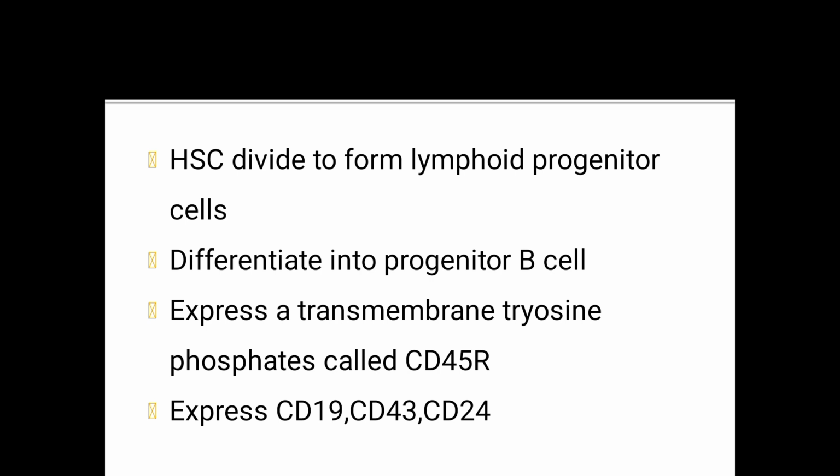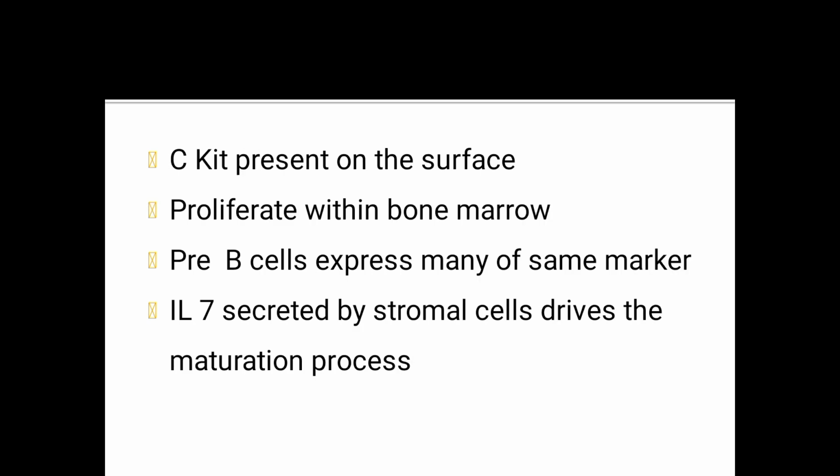The HSC first divide to form lymphoid progenitor cells, which then differentiate into the progenitor B cells. It's also known as pro B cells, which express a transmembrane tyrosine phosphatase called CD45R. Pro B cells also express CD19, CD43, and CD24. C-kit is present on the surface of pro B cells.